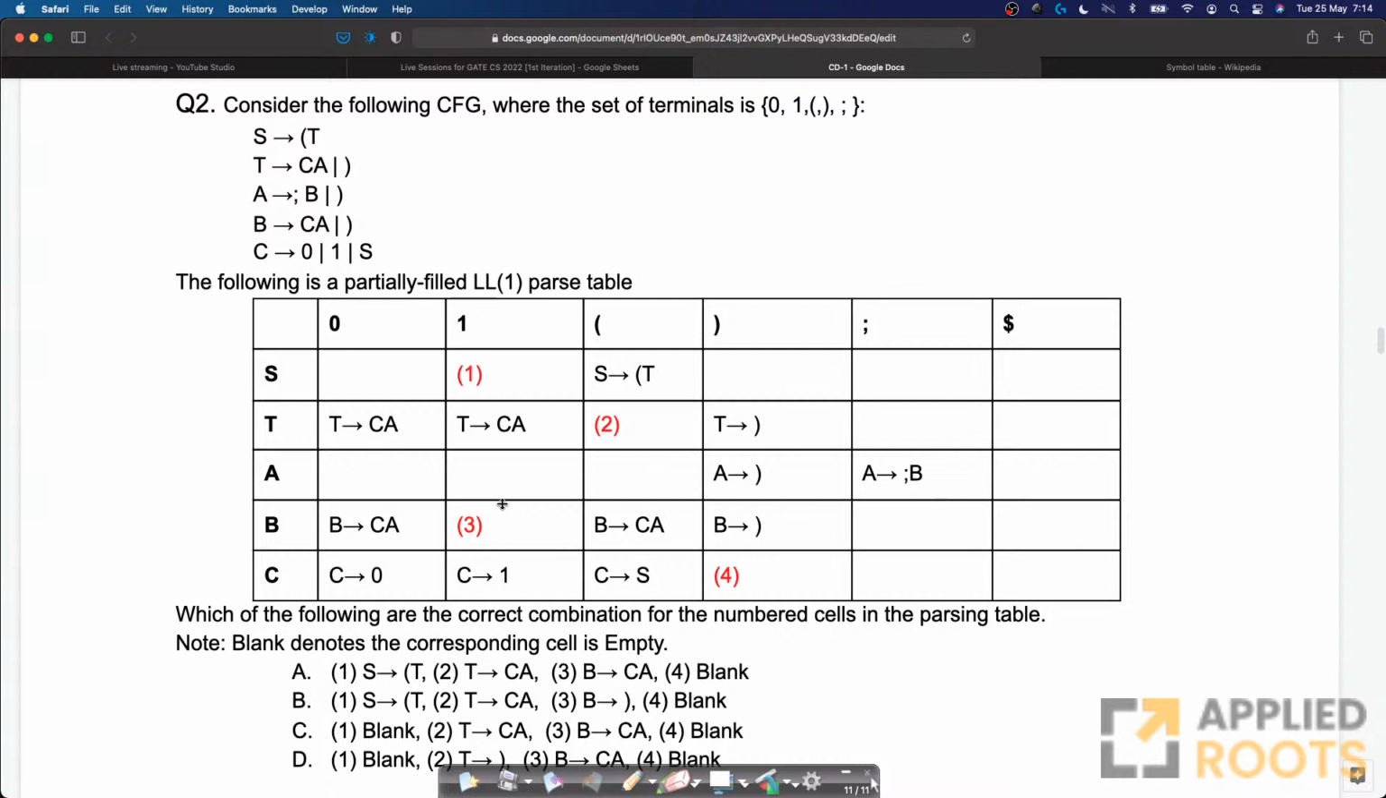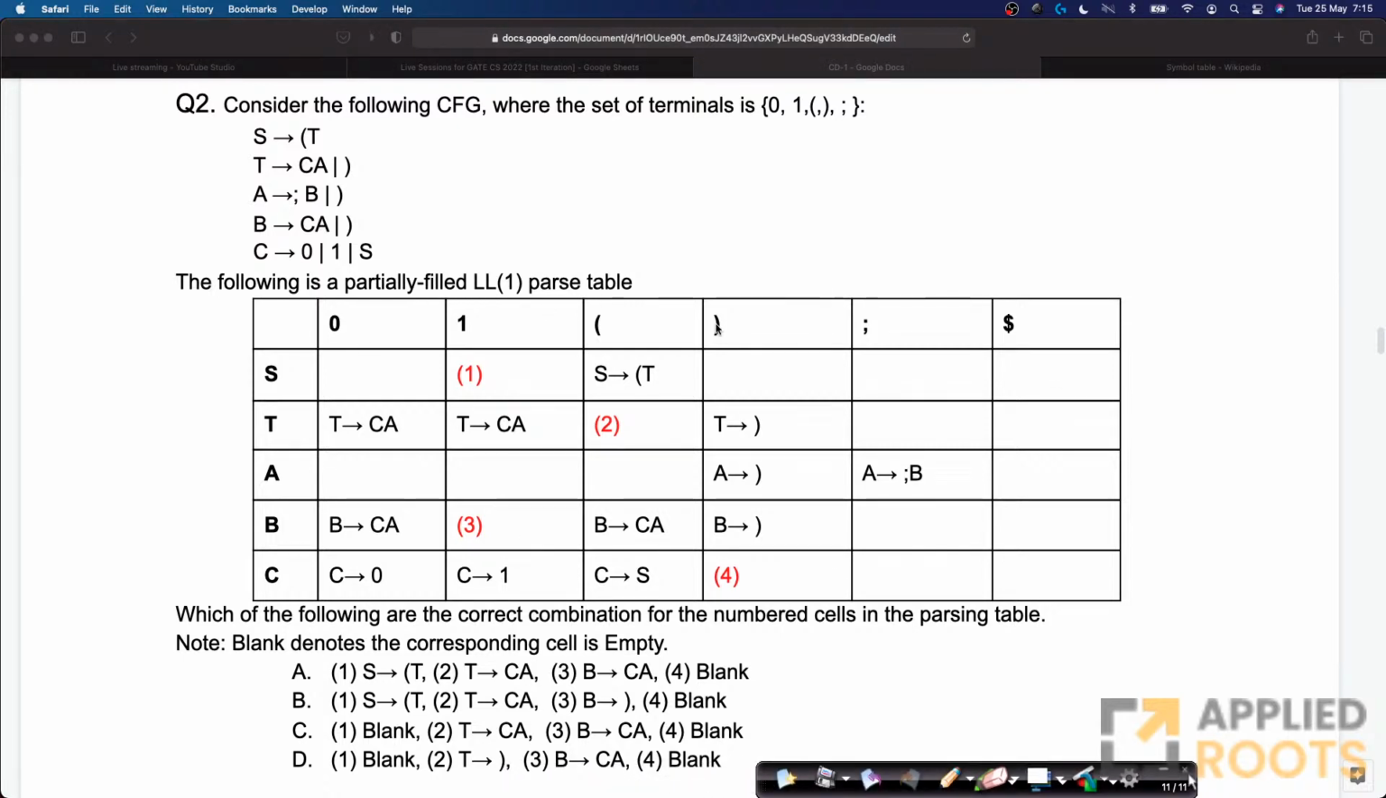Okay, this is going to get slightly tricky. So this question is slightly lengthy. Please read it and solve it. Please tackle it. It's a lengthy question, so please read it carefully.